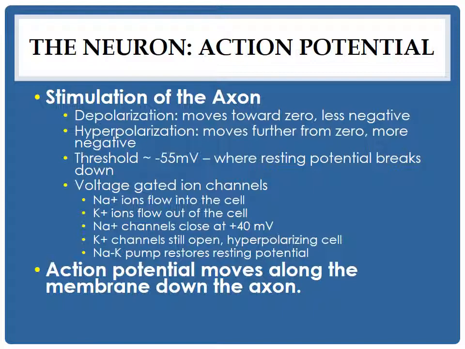So let's go through the process described in figure 4-3. Basically, as a neuron becomes depolarized, it moves towards that threshold, and at the threshold of negative 55 millivolts or so, voltage-gated ion channels open. These are ion channels that are sensitive to voltage, and again, the threshold is where they open. The voltage-gated sodium channels allow sodium ions to flow into the cell. That's due to the concentration gradient as well as the electrostatic charge. Remember, it's more negative on the inside of the cell, so the positively charged sodium ions flow in.